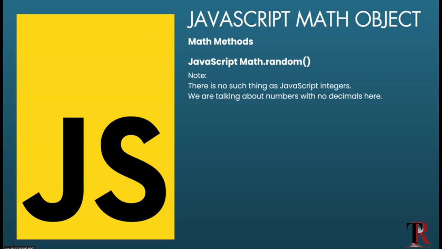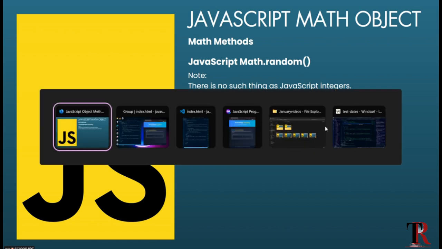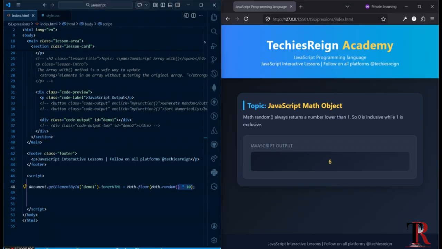We're talking about numbers with no decimals here. So when we talk about integers, we are talking about numbers without decimals. But actually, the way JavaScript stores numbers is in a floating point format. So here's a quick walkthrough of some examples that demonstrate the Math.random method, using it in combination with Math.floor in order to generate whole numbers. So let's get onto it.